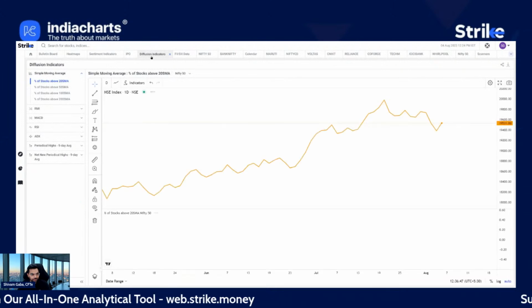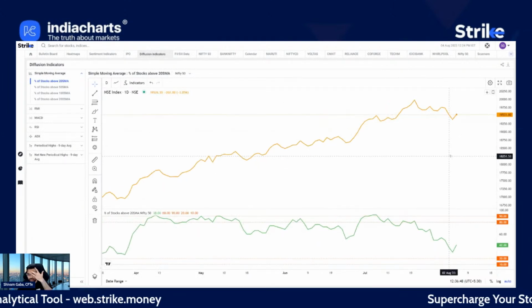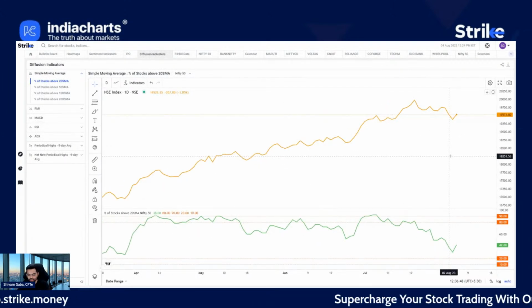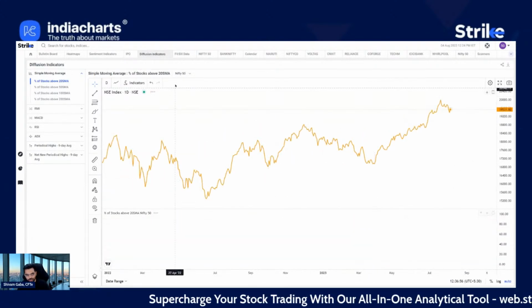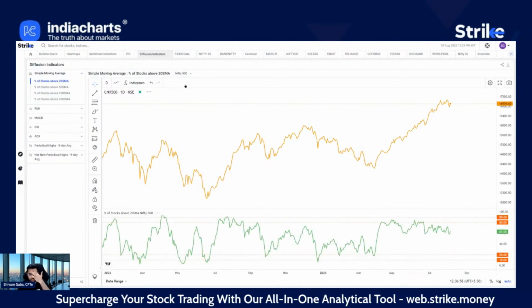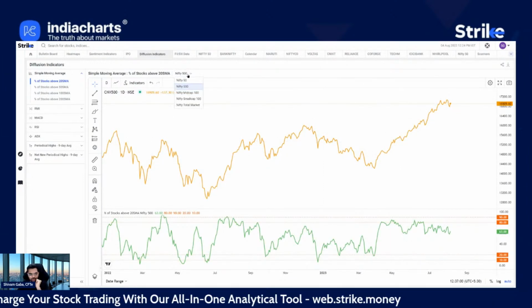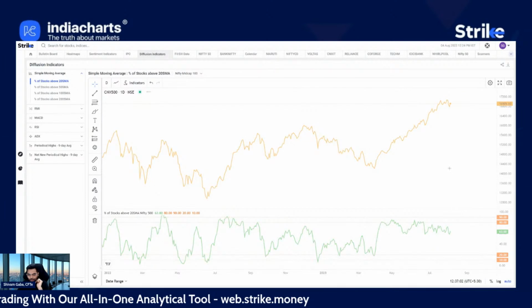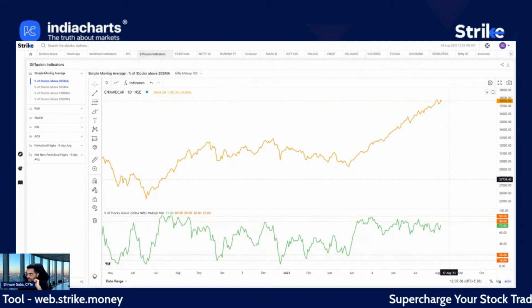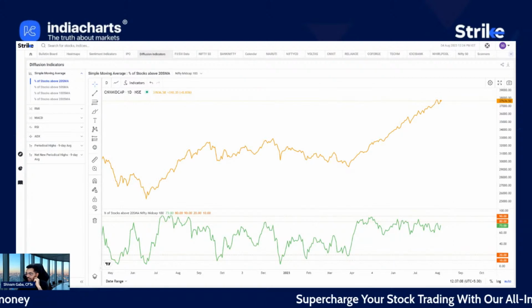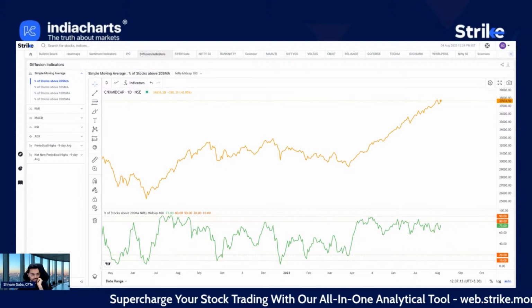Let's have a look at diffusion indicators. So we did see a breakdown in the stocks above the 20-day moving average in the Nifty 50, but we did not see the same thing in Nifty 500 or the Nifty Midcap 100. So only the large caps saw weakness and they were breaking their 20-day averages, which is why the weakness was more apparent in the Nifty index.